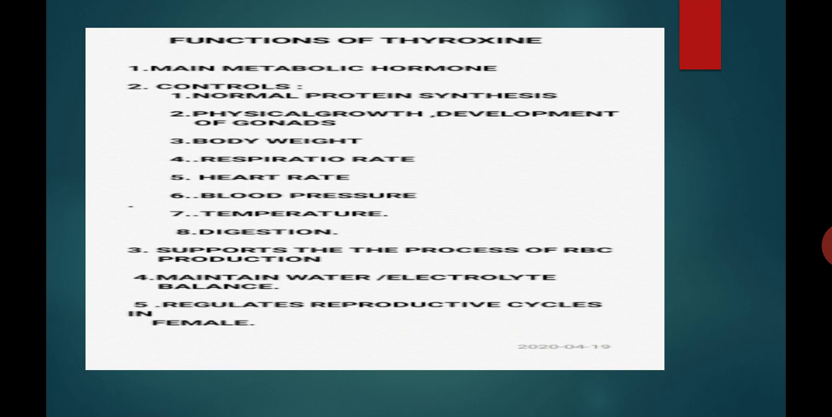Thyroxine performs the following functions. It is a main metabolic hormone because it maintains the BMR. It controls normal protein synthesis, development of gonads, physical growth. It controls body weight, respiration rate, heart rate, blood pressure and temperature. It also controls the digestion process. It also supports the process of RBC production. It maintains water and electrolyte balance of the body. And finally, it regulates the reproductive cycles in a female. This is about the functions of thyroxine.